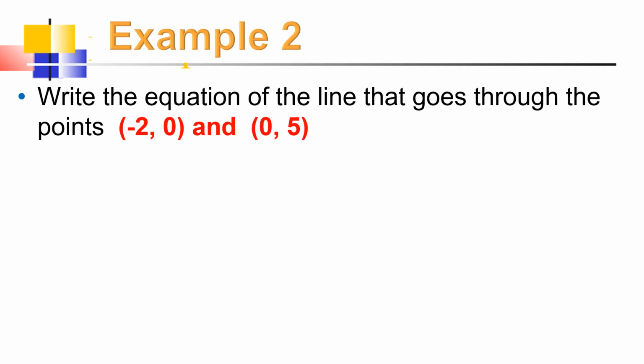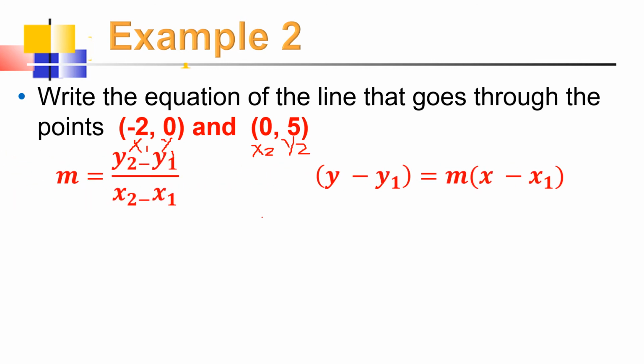Okay, how about if we're going to write the equation of the line that goes through the points negative 2, 0, and 0, 5. Sabi ni teacher, labelan para alam saan ka lulugar. So, x sub 1, y sub 1, x sub 2, y sub 2. Okay? So, finding the slope given 2 points, m is equal to y sub 2 minus y sub 1 all over x sub 2 minus x sub 1.